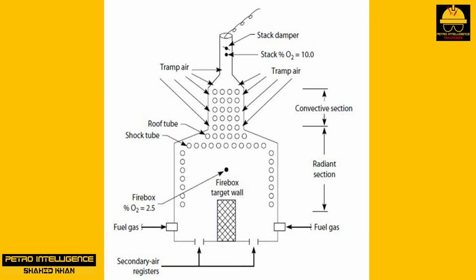As we close the stack damper, the pressure at the convective section inlet will increase, that is, we will have less draft. This will reduce the rate of flue gas to the convective section, minimizing the rate of air in leakage to the convective section and the chances of afterburn occurring. However, if we close the stack damper too much, a positive pressure will develop at the convective section inlet, which we must avoid.